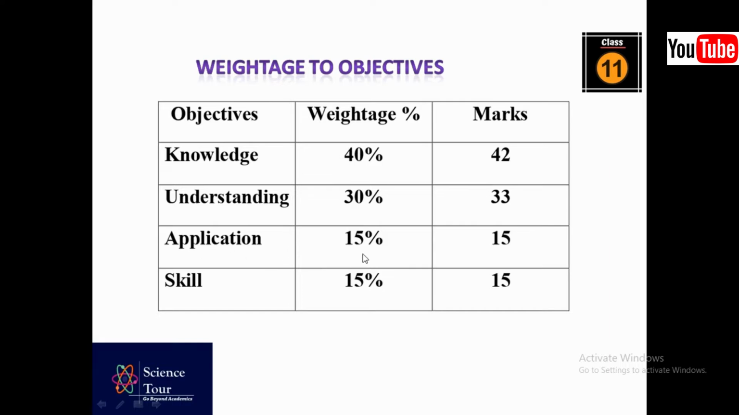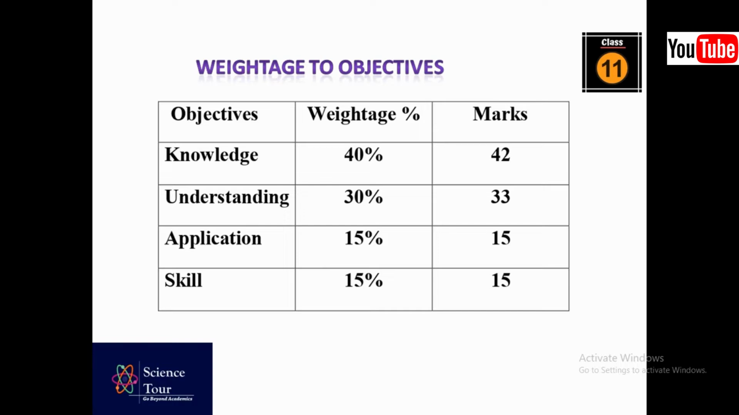Okay, then comes the application based. 15% weightage is given for application based questions. That means total 15 marks. So what are application based questions? Illustrate, justify, demonstrate with the help of an experiment based questions. Such are all application based questions. Or derivations. All these are application based questions.